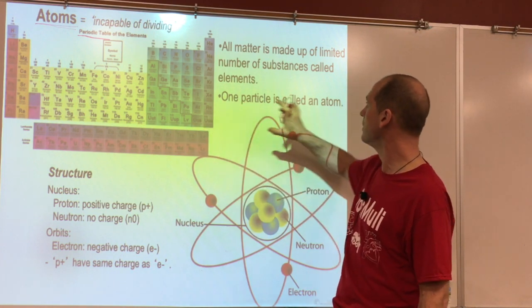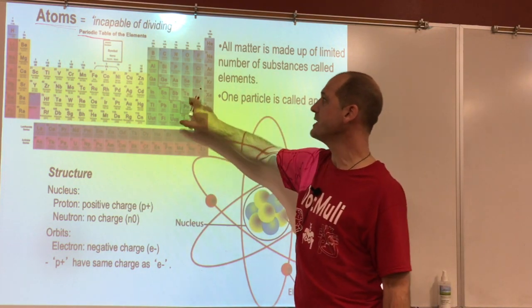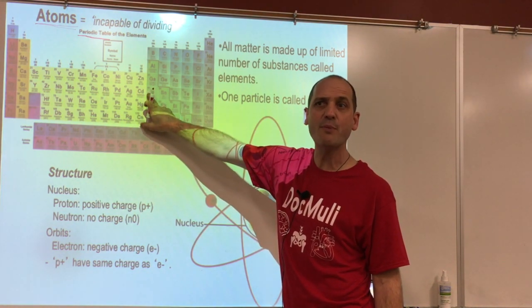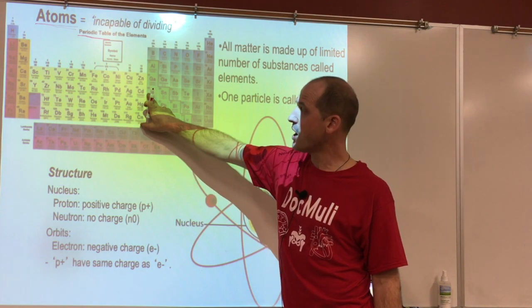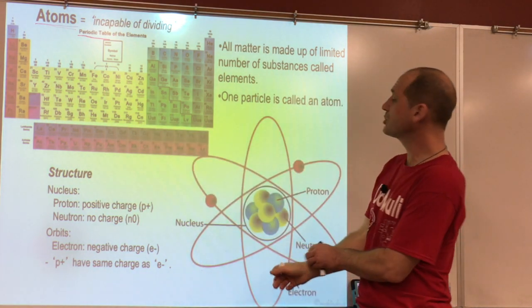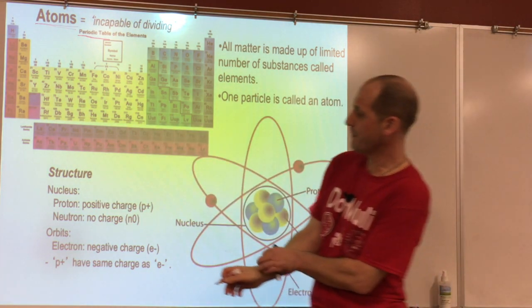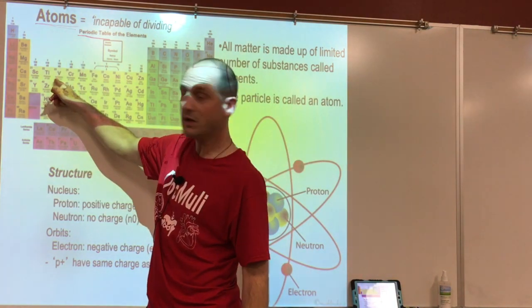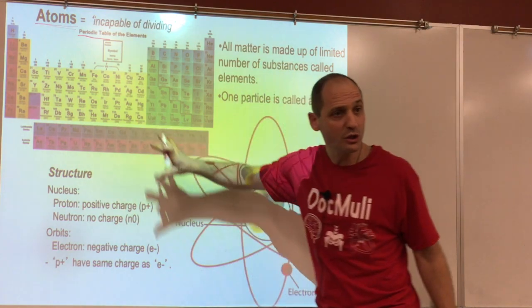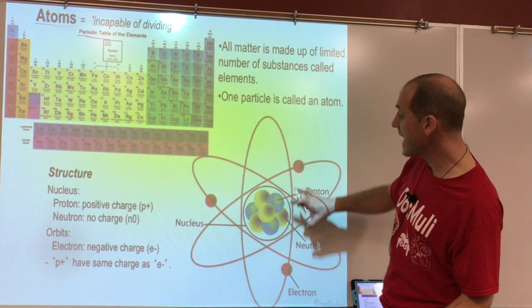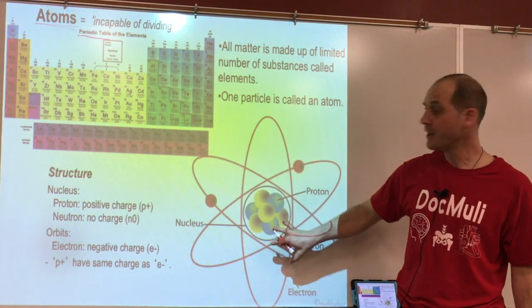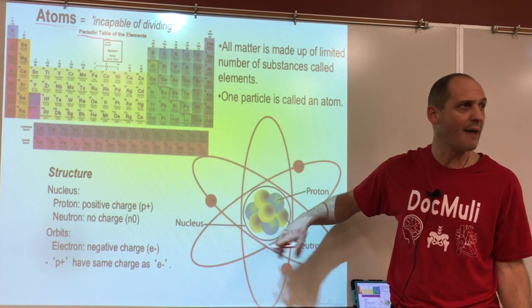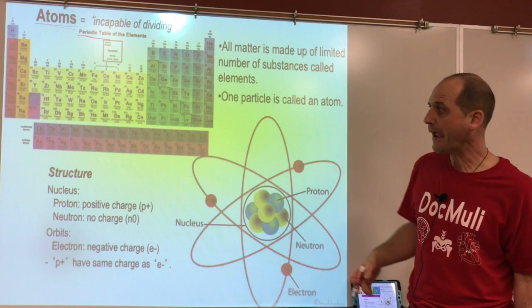When we go deeper into one of these elements, we look at one of those elemental particles, we're going to find the structure of an atom. So one of these little things is called an atom. Each of these looks similar, as in it has different parts, but the amounts of these little substances, these structures, are different, so that makes it a different element.